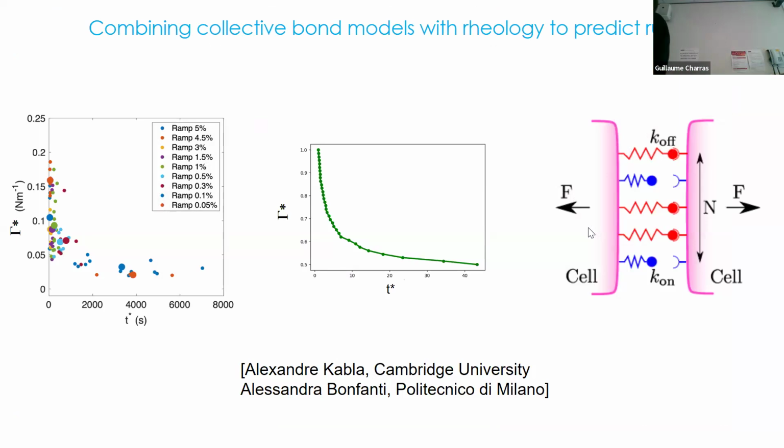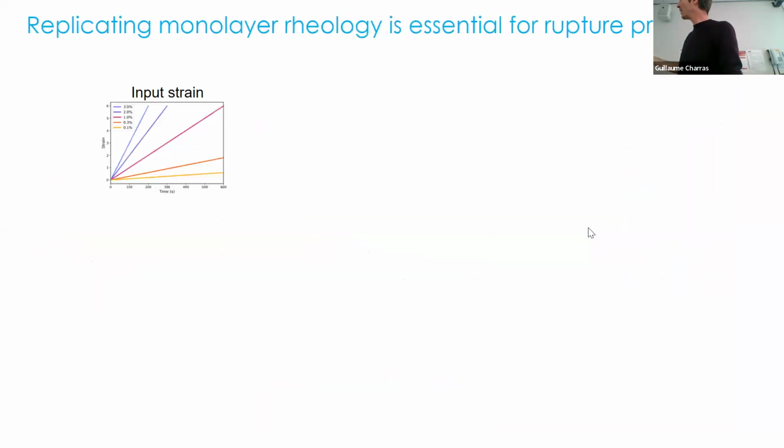Okay, so I told you at the beginning or midway through that the scaling between rupture tension and rupture time was reminiscent of what happens to collections of bonds between rigid plates. But epithelia and cells are not rigid plates, and so you'd ideally want to put in the rheology of those tissues. So I worked with Alexandre Cabla and Alessandra Bonfanti to do this.